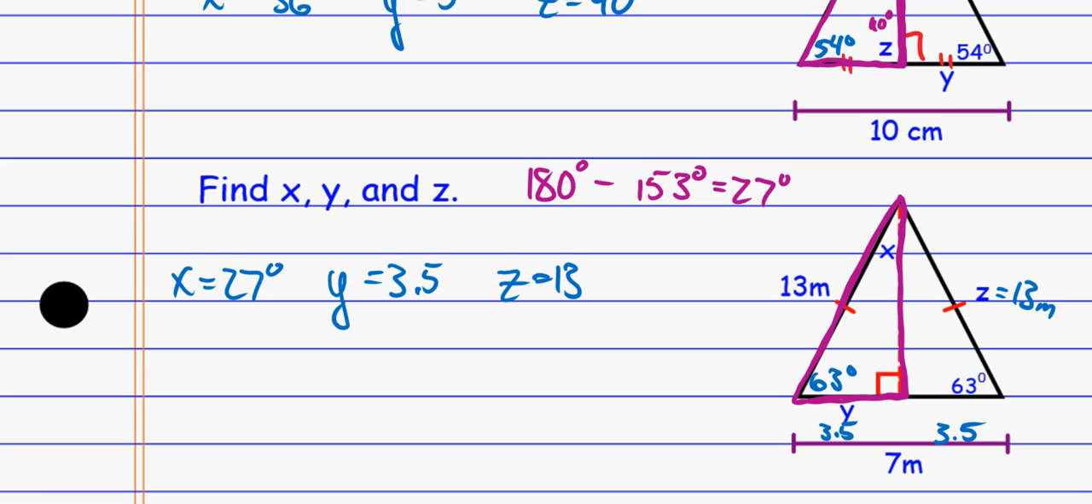Okay? But again, it's this special line that if it does any one of these three things, it does all three things. It bisects that top angle, it's perpendicular to the opposite side, and it cuts that opposite side into two equal pieces.